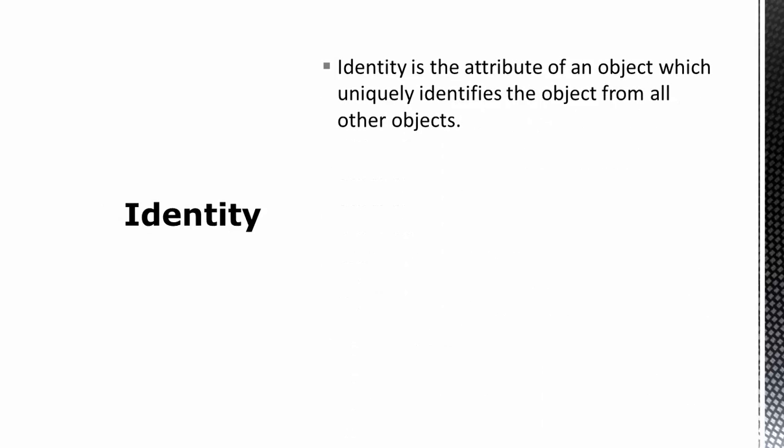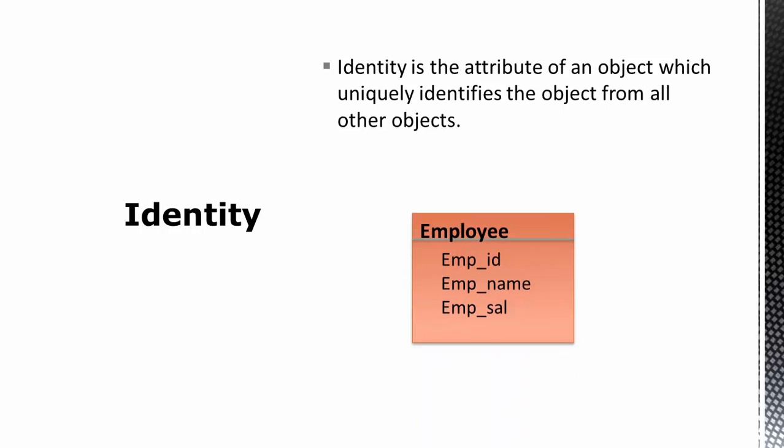Now the next is identity. Identity is the attribute of an object which uniquely identifies the object from all the other objects. Let's imagine an employee object.